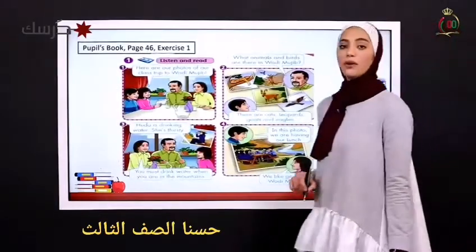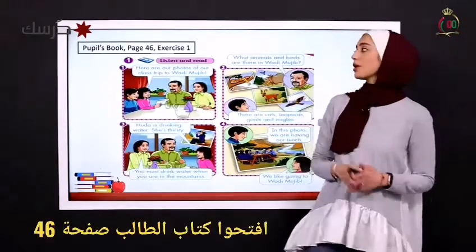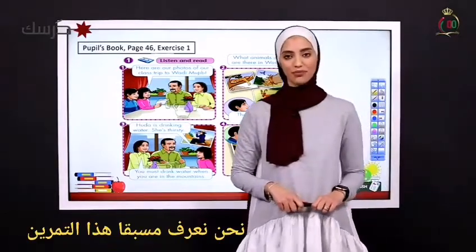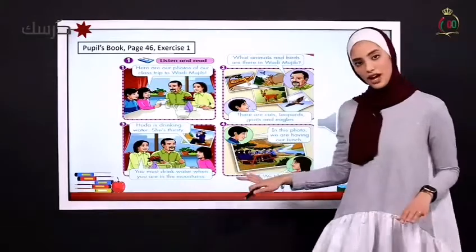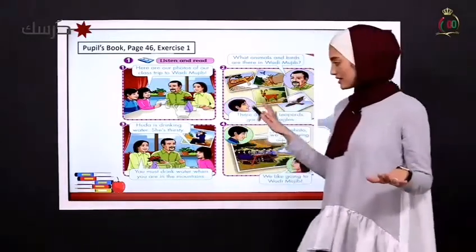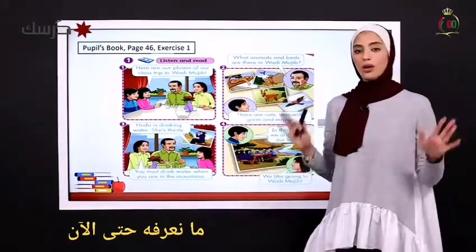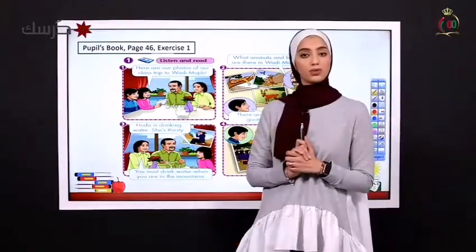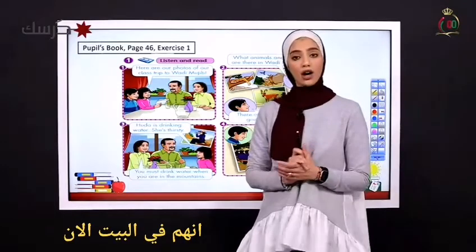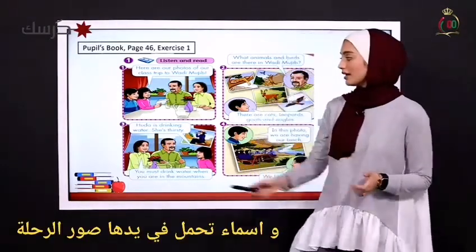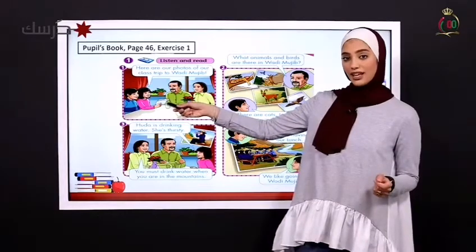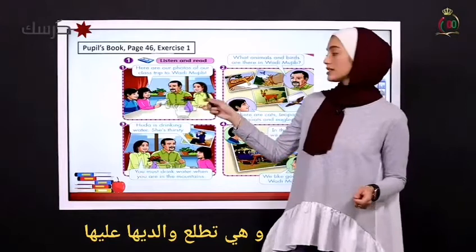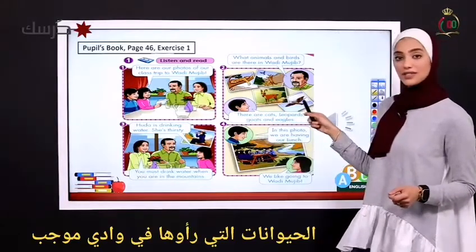Okay, grade 3. I want you now to open your pupils book, page 46, exercise 1. We already know this exercise and we already talked about this exercise. What we know is Asma and Mazen are back from the trip to Wadi Mujib. They are now at home and Asma is having the photos from Wadi Mujib, trying to show her parents the animals that they have seen.